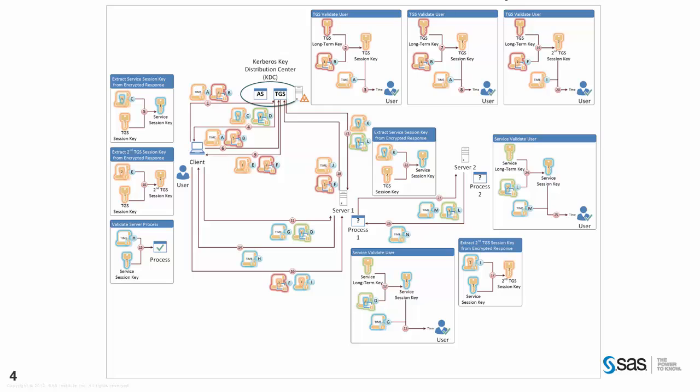As before, we have an optional step for service 2 to validate itself to service 1. For this to happen, service 2 can send an authenticator N, encrypted with the second service session key, back to service 1. Finally, service 1 uses the service 2 session key to decrypt the authenticator N, and so performs the optional validation of service 2.